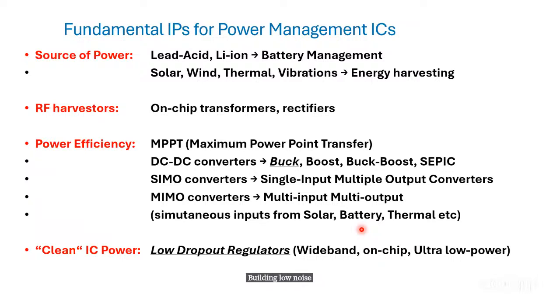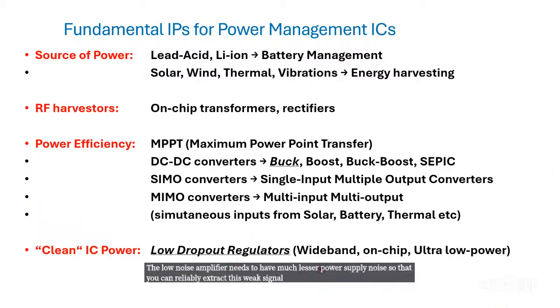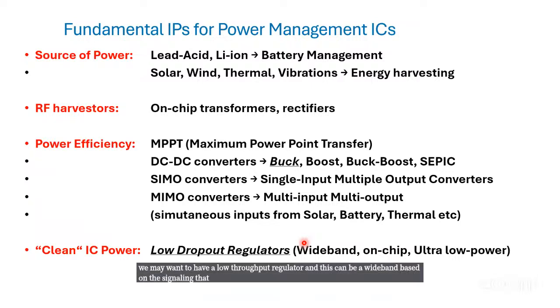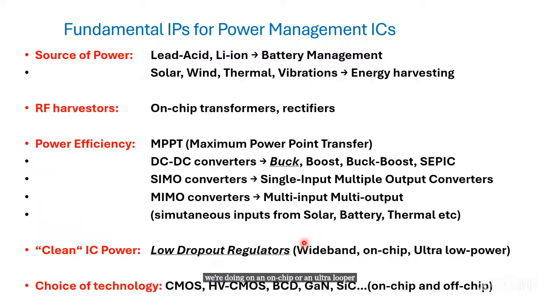So if you have your receiver, a 5G transceiver receiver, the low noise amplifier needs to have much lower power supply noise so that you can reliably extract this weak signal on the receive path. So you may sometimes need to employ low dropout regulators to clean up the power supply. In some cases you can feed the DC-DC directly, but for sensitive regions, we may want to have a low dropout regulator. And this can be a wideband one based on the signaling that we're doing, or an on-chip or ultra low power LDO.